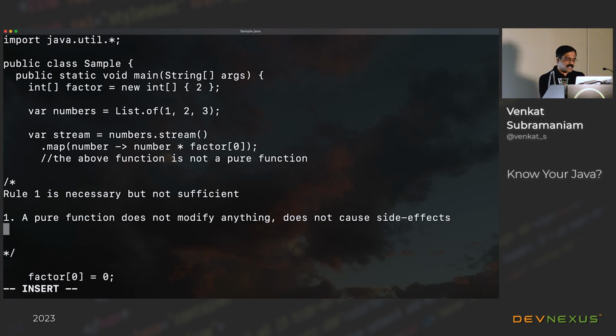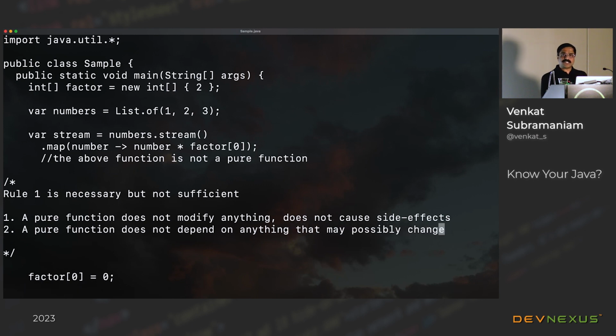And you're probably going to say, duh, it's obvious. If a function is pure, it shouldn't mutate anything. Well, I agree, but that's not enough. There is something else we need to keep in mind, and that is a pure function does not depend on anything that may possibly change. So this is important for the rule of purity as well. If you don't think of the second rule, we're going to get in trouble.